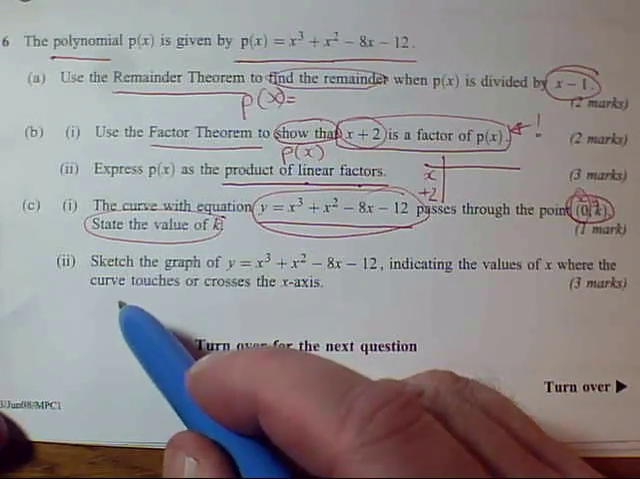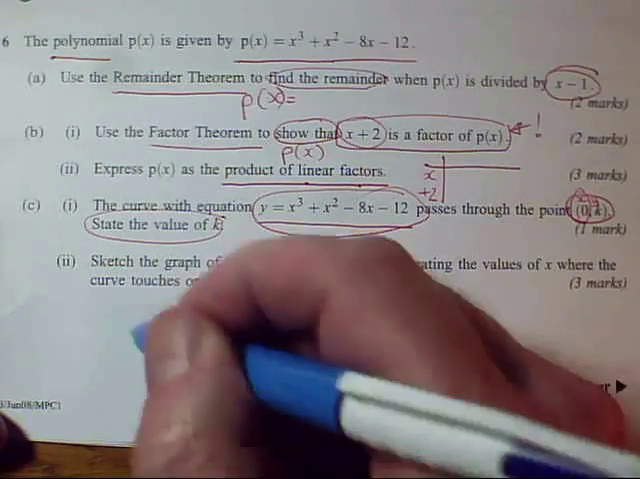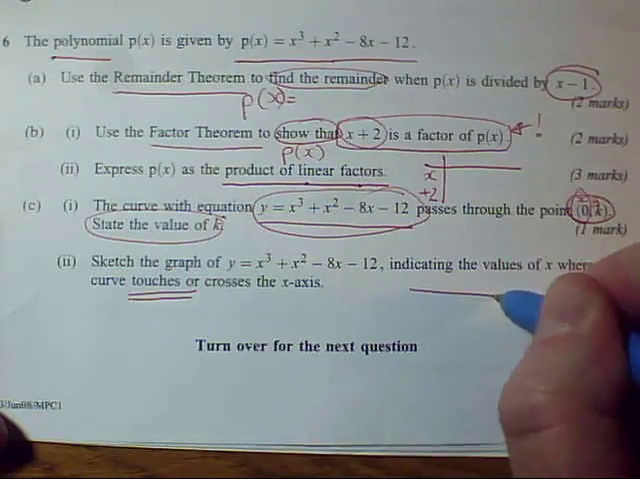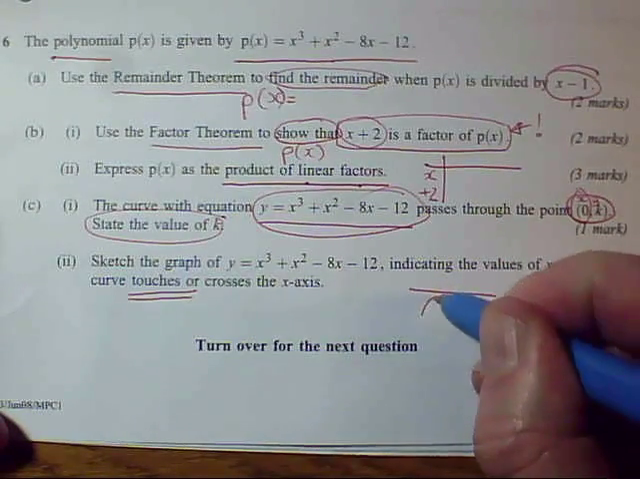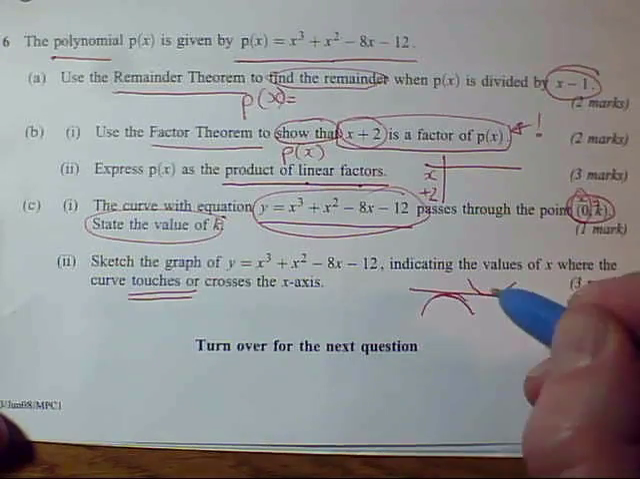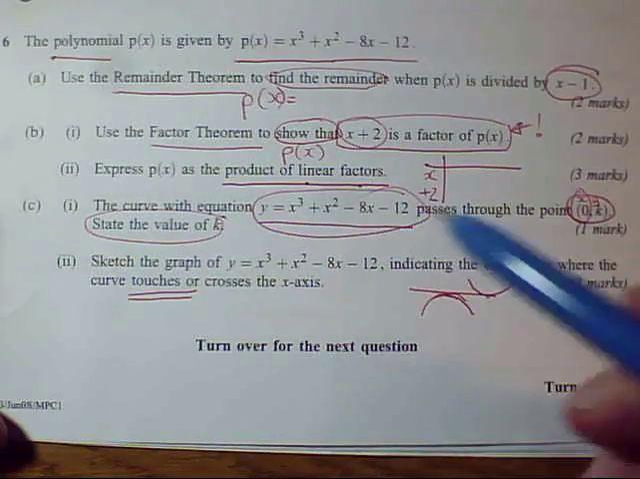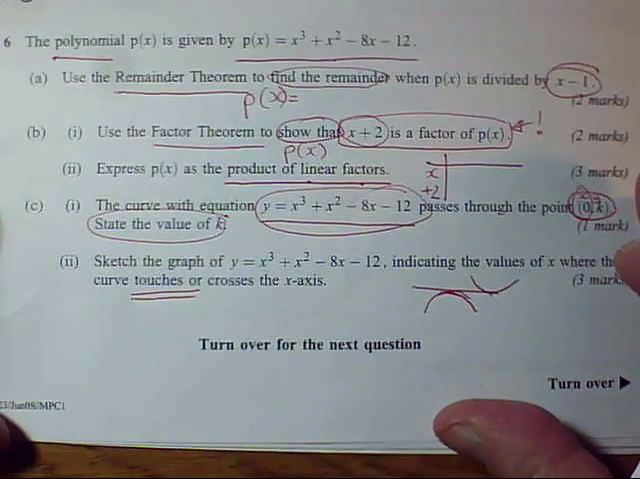Then I've got to sketch the graph of this, indicating the values of x where the curve touches or crosses the x-axis. So touches means it does something like this, well, except it actually does touch it, or this. And we know that that happens when there's a repeated root, so maybe that's a hint that this should have a repeated root when you factorize it. I don't know.